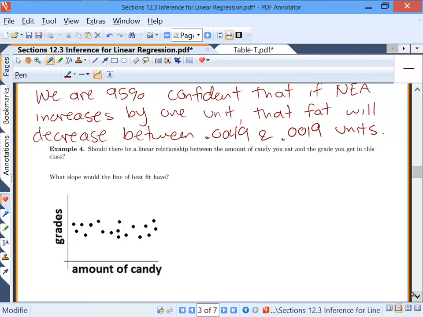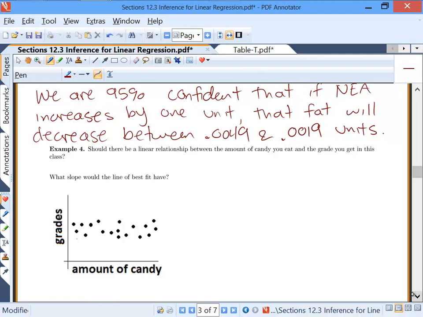So should there be a linear relationship between the amount of candy you eat and the grade you get in this class? Okay. Should the amount of candy you eat affect your grade? Okay, you're saying yes. For the most part, I mean, unless you're eating candy instead of doing your homework, for the most part, it probably shouldn't affect your grade.